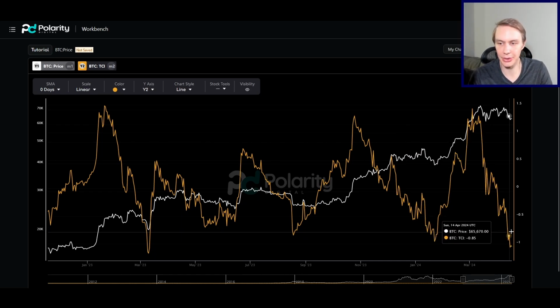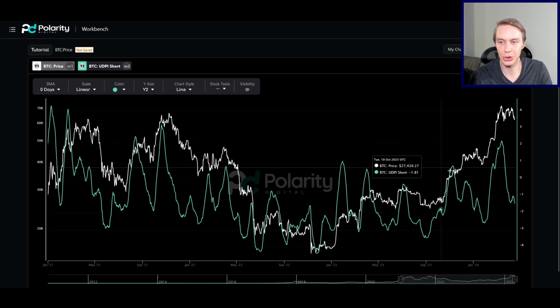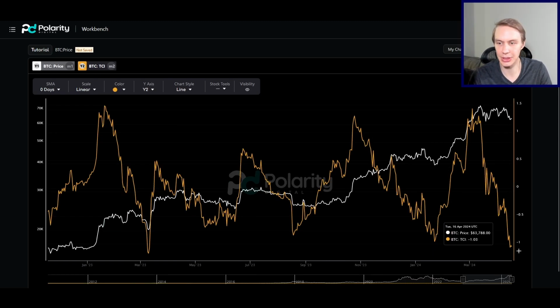So far, I don't see that happening. And so that's where I think short-term risk could easily have more room to fall. But if we do see this reversal on the TCI, I will start to pay close attention. Okay, so that's kind of some short-term thinking.